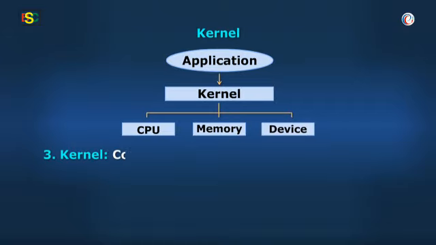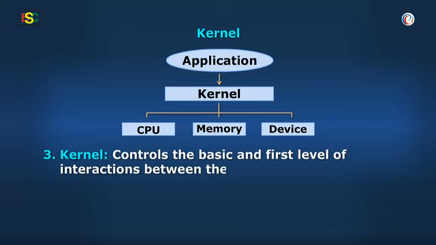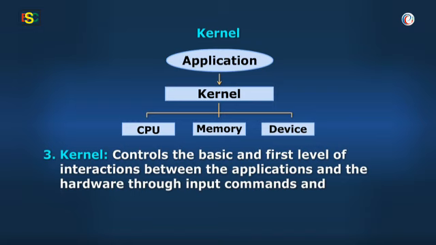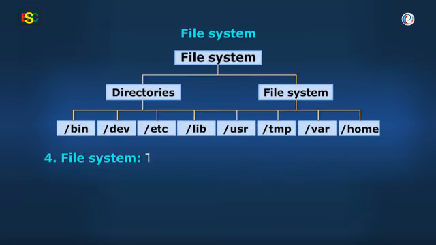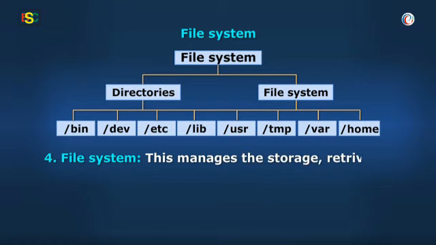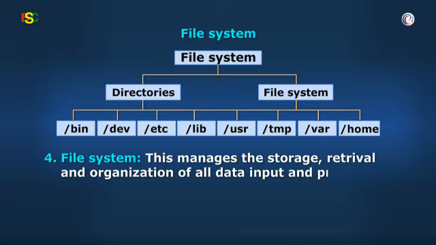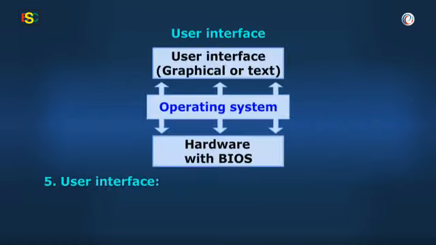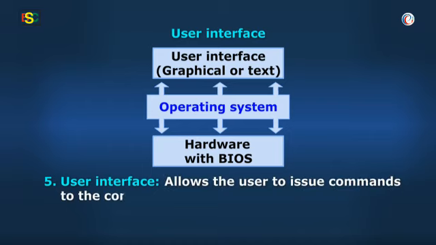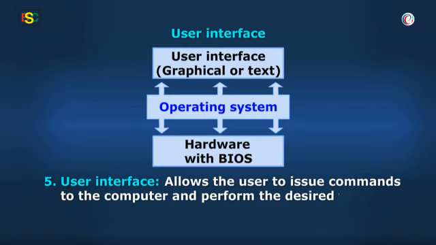Kernel, which controls the basic and first level of interactions between the applications and the hardware through input commands and output responses. File system. This manages the storage, retrieval, and organization of all data input and produced in the computer system. User interface, which allows the user to issue commands to the computer and perform the desired functions.